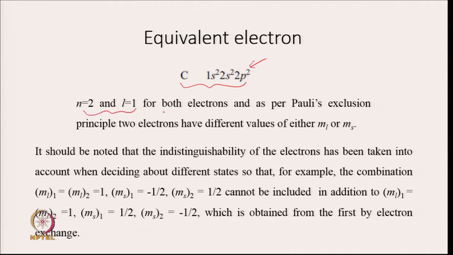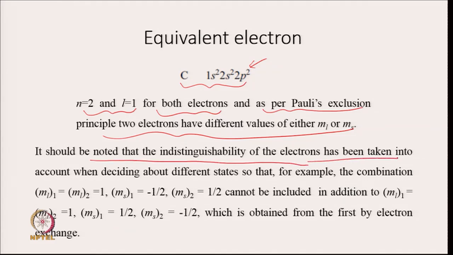So n is equal to 2, l is equal to 1 for both electrons, and as per Pauli's exclusion principle, two electrons have different values of either ml or ms. They are not going to have the same value of everything. Also, it should be noted that indistinguishability of the electrons has been taken into account when deciding about the different states. For example, the combination ML1 equal to ML2 equal to 1, MS1 equal to minus half, MS2 equal to half cannot be included in addition to ML1 equal to 1 and MS1 equal to half, MS2 equal to minus half, which is obtained from the first by electron exchange.